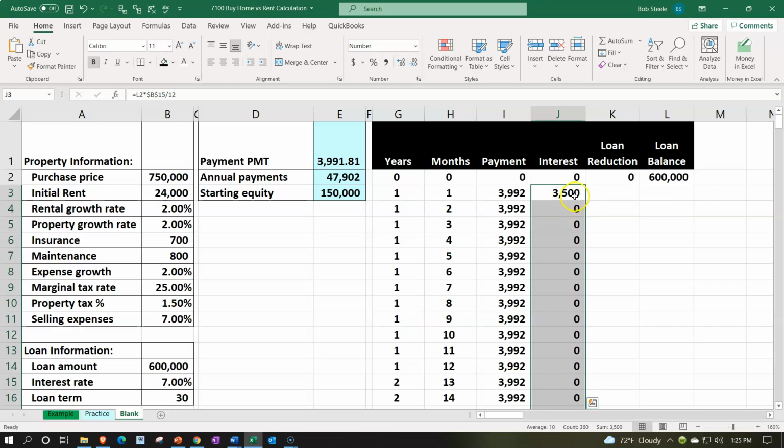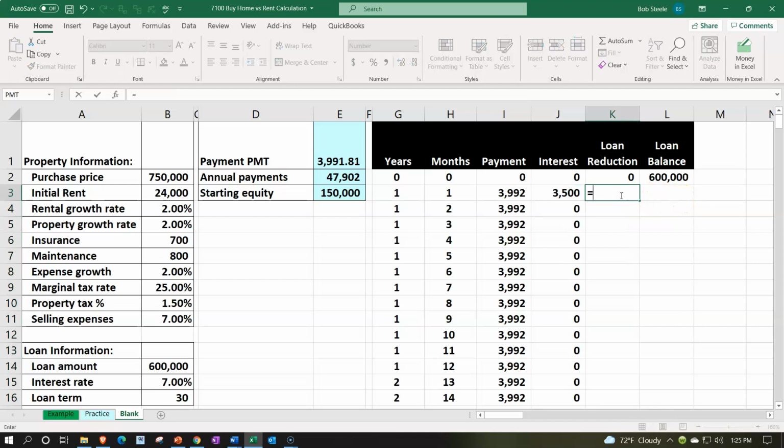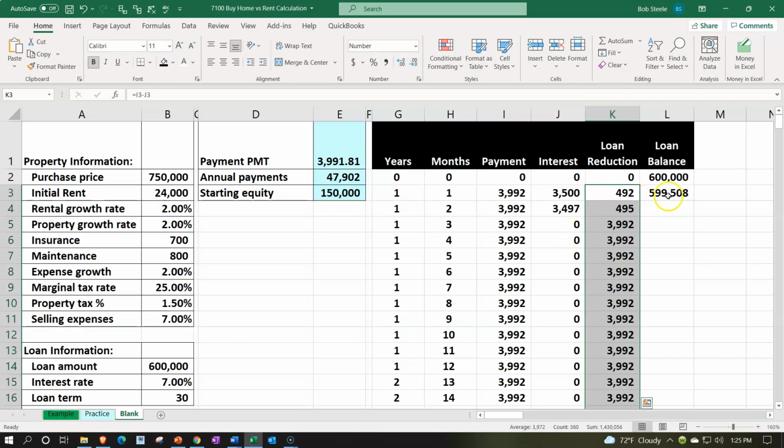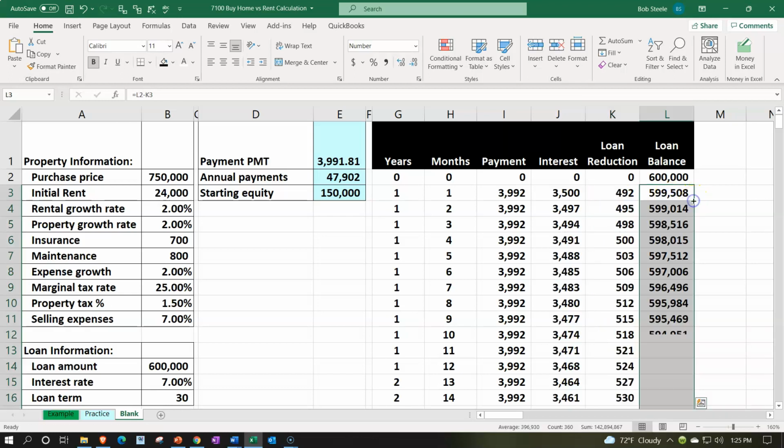Hold on a second. Well, that's because I don't have my loan balance here. And then I'll subtract this out. This is going to be equal to the 3992 minus the 35. So there's our difference. The loan balance is going to decrease by the 600,000 minus the 492. Let's copy these down, and these zeros should populate once we do so. So I'm going to copy this one down. I'm going to copy this one down.